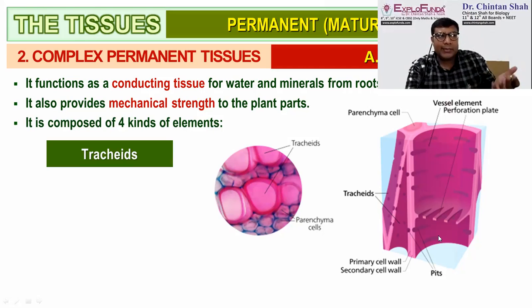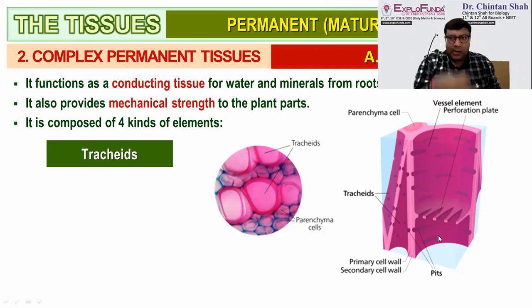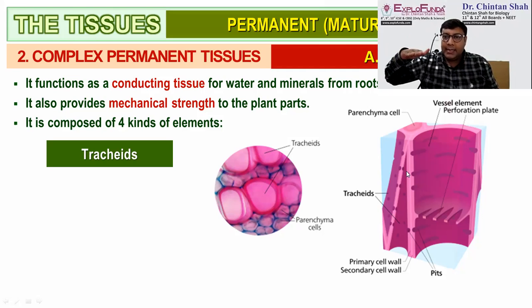So you can consider it a whole pipe which has a diameter and moves up and down in buildings. Do you think the pipes allow the water to move out? No. In the same way here also, the wall has a deposition of lignin. The vessel has a deposition of lignin. As a result, water cannot move out of the xylem. Perfect.